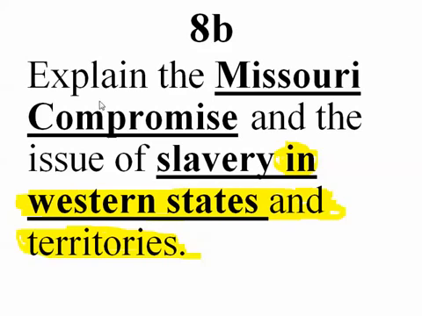Alright, let's turn to 8B. Explain the Missouri Compromise and the issue of slavery in western states and territories. And I want to focus right quick on what we're talking about here, in western states and territories, and then we'll return back to this Missouri Compromise.